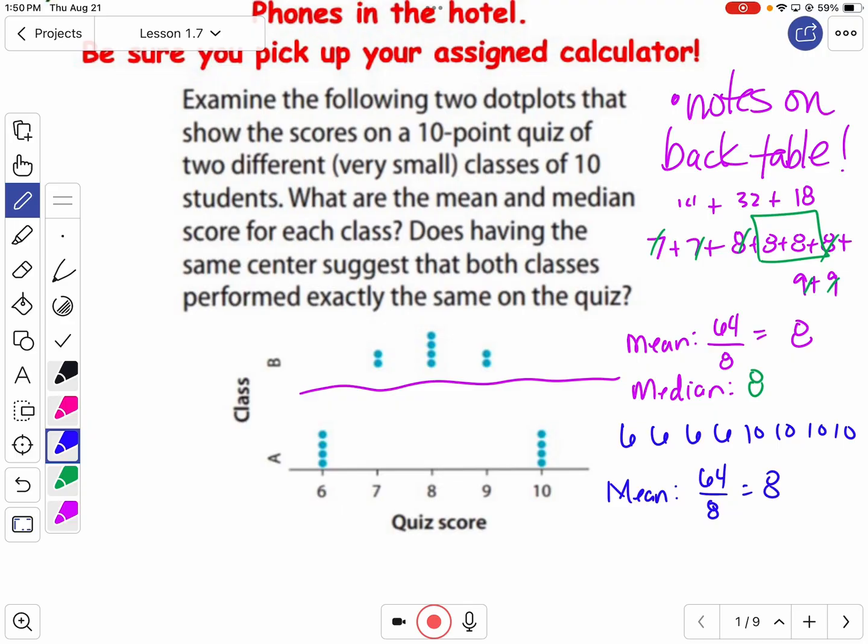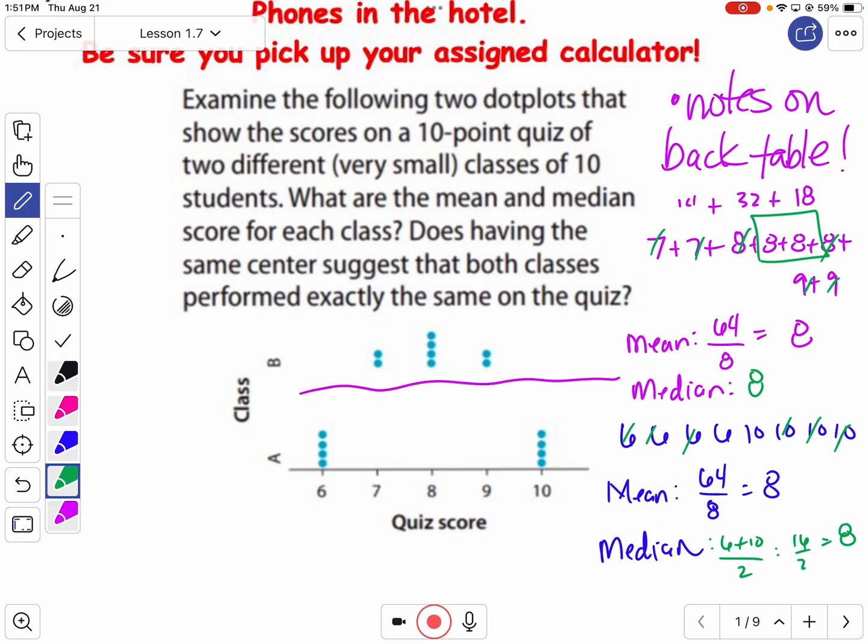And then for my median, again, if we look at the middles, I'd have 6 plus 10, so there's 2. I'd add those together and divide by 2. 16 divided by 2 would be 8, okay? So they happen to have this exact same mean and median. But do they look the same?